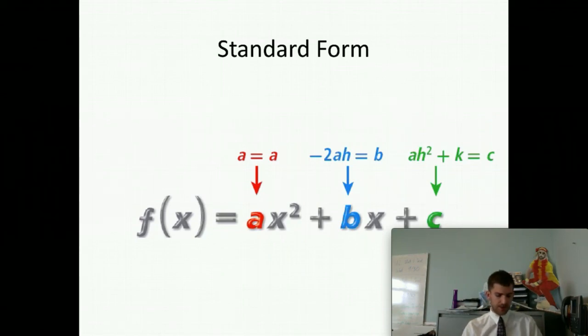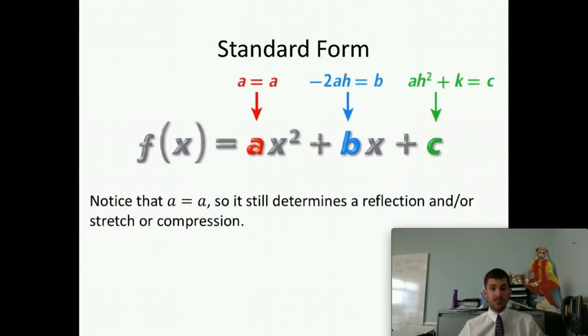So focusing on the a, again, the a doesn't change. It's still the same a. We're not doing a times h or a times whatever. It's just a. So it still determines if it's a reflection or a stretch or compression. Remember, it's a reflection if your a value is less than 0. It's a reflection over the x-axis, so you'd be flipping it upside down. Sorry, let me move my picture a second so you can actually see what I'm writing.